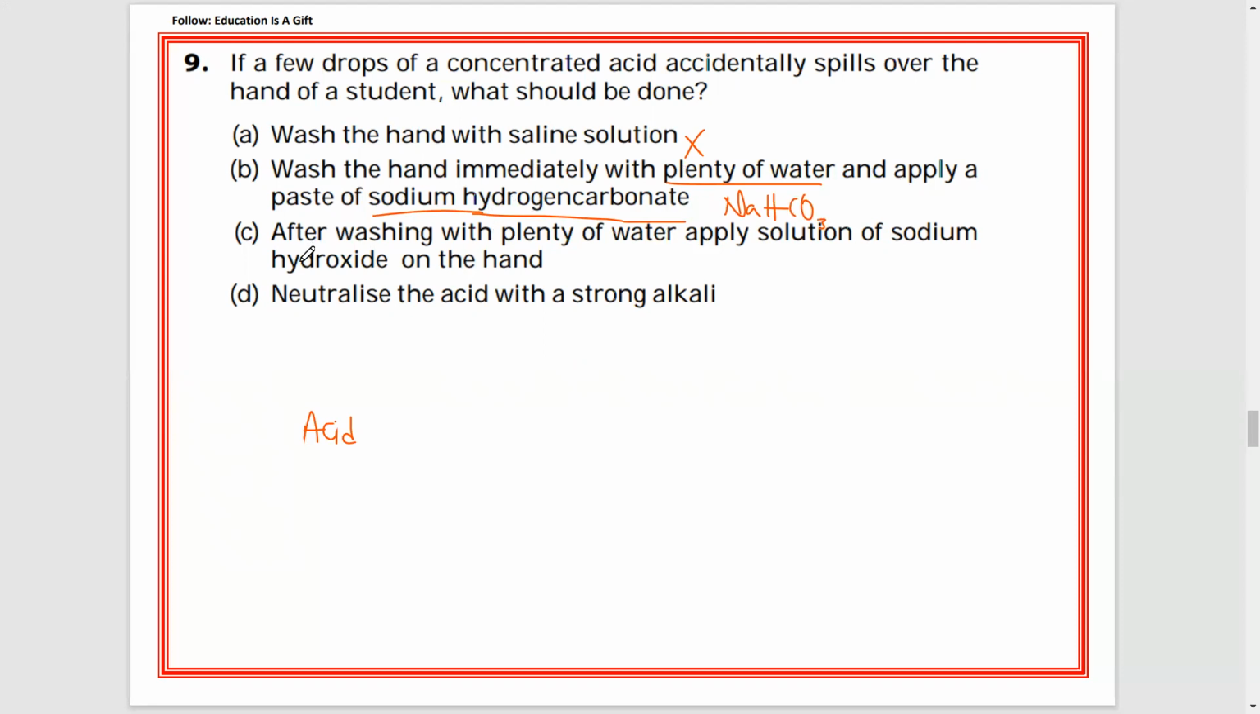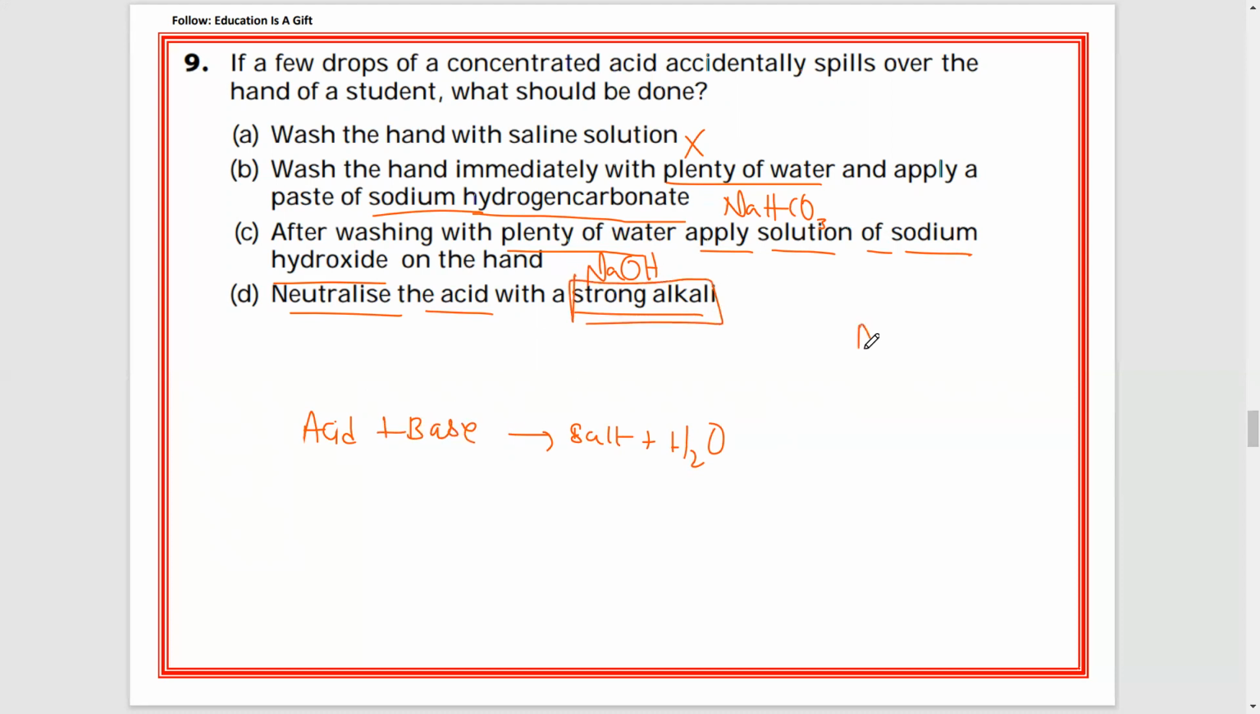Let us see another option also. Let us not conclude this. After washing with plenty of water, apply solution of sodium hydroxide. They are asking to apply NaOH, sodium hydroxide. Neutralize the acid with strong alkali. So acid is there, we need to neutralize it. I mean, we need to get some salt and water. How will we neutralize it? By adding base. But only one thing you need to remember, guys: strong alkali.